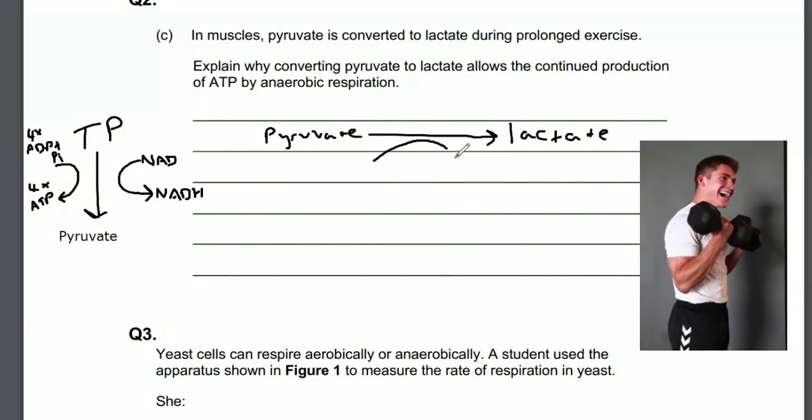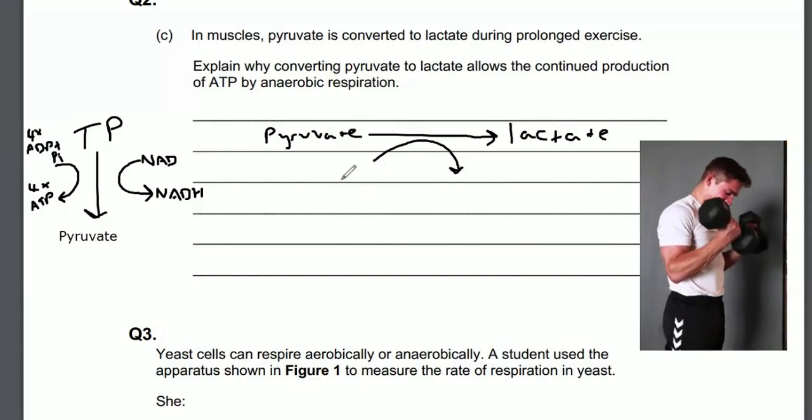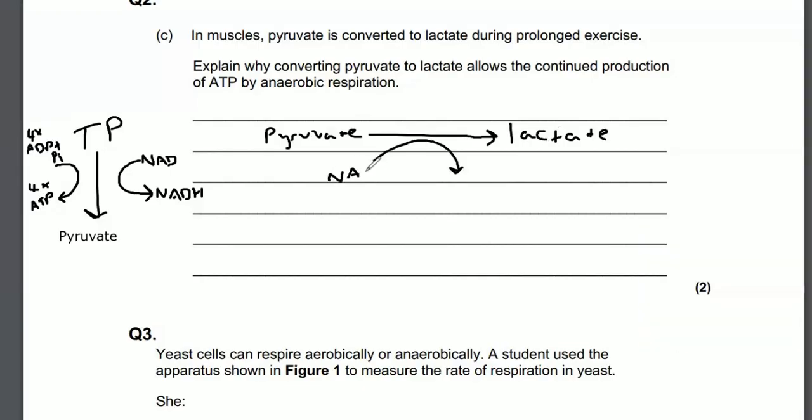During that production, the whole purpose of the production of lactic acid is to take reduced NAD and turn it back into NAD. Why? That is needed back over here so we can have the continued production of ATP by the oxidation of triose phosphate. If we don't regenerate the NAD by converting pyruvate to lactate, we won't be able to convert any more triose phosphate into pyruvate, and you won't be able to anaerobically respire anymore.